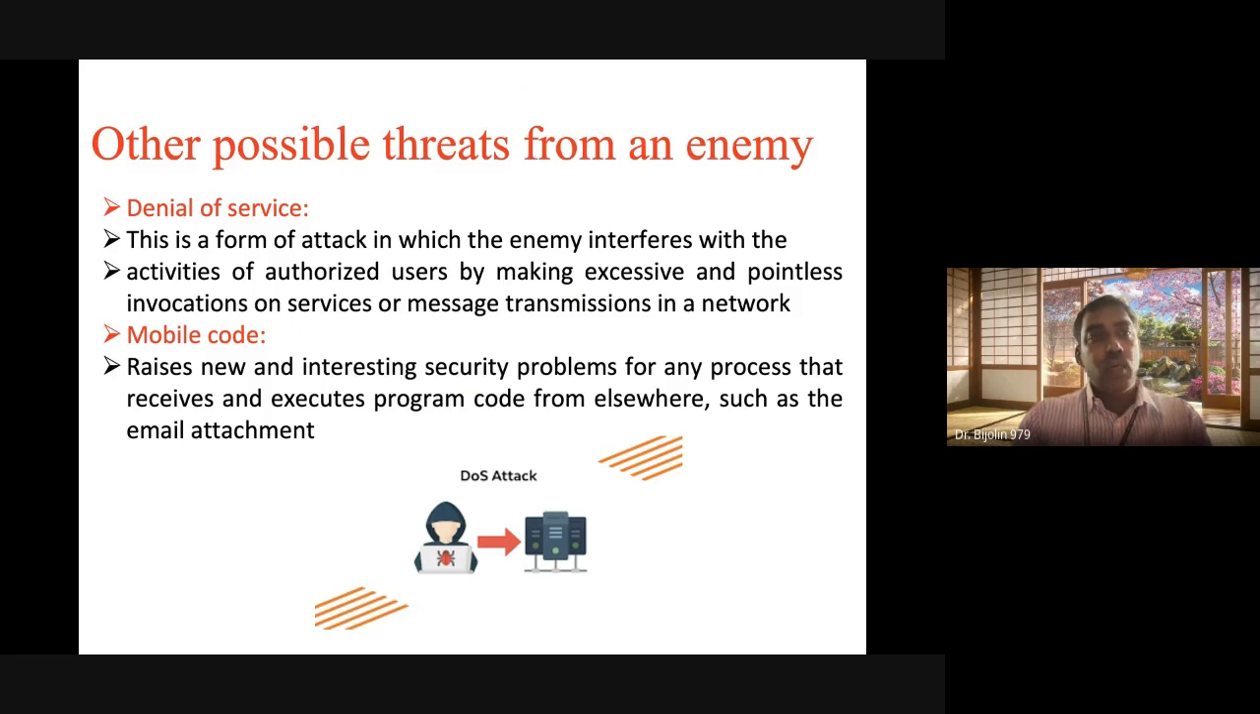Next, we can see what other possible threats come from an enemy. Now we are looking at information related to an enemy who tries to extract information, and how we can overcome it. In this study, we can see some possible threats from an enemy. The first possible threat is denial of service. I hope you have heard about this, which we call a DDoS attack, a denial of service attack. It is an attack meant to shut down a machine or network.